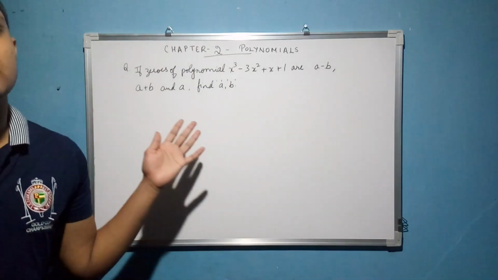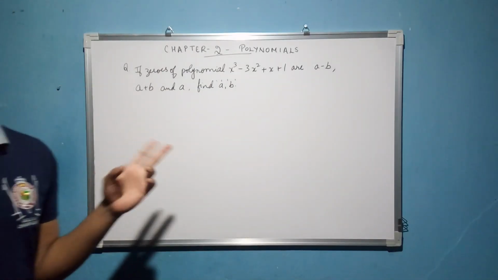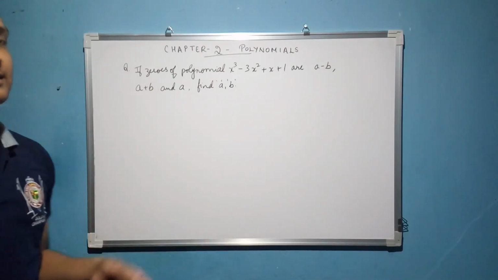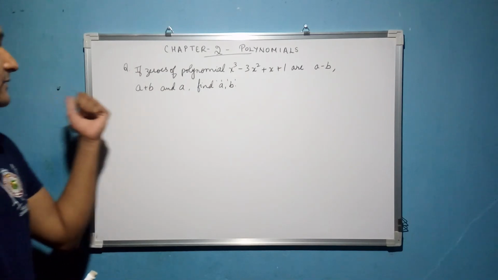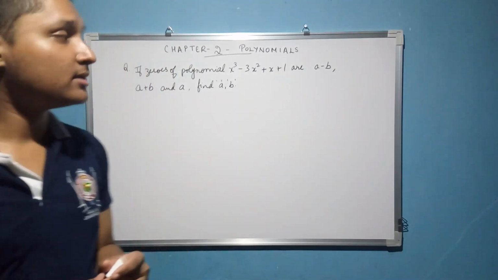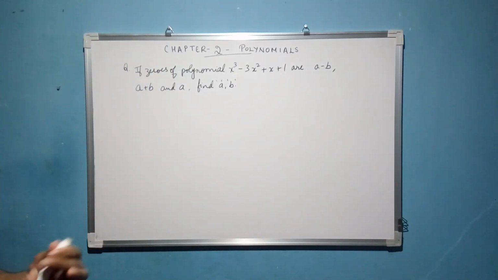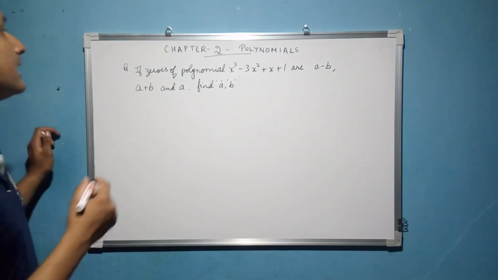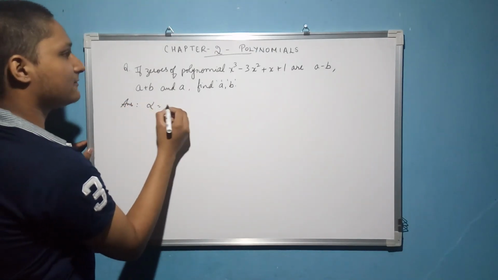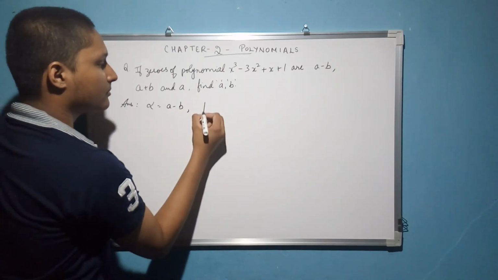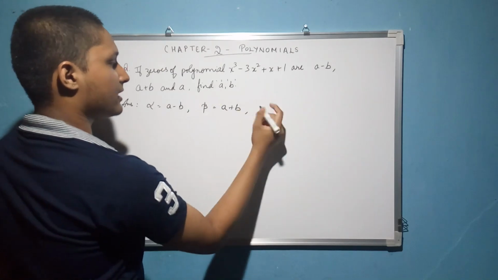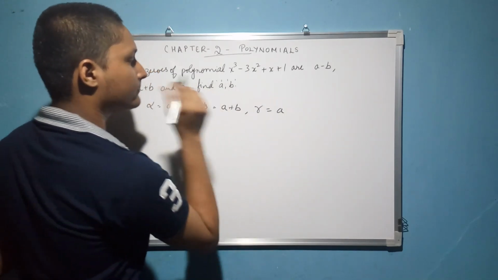Okay, I have written a question just based on that cubic polynomial, the relation between the zeros and the coefficients. This is a simple question, that's why I opted for it from the optional exercise. So the question is, if the zeros of the polynomial x cube minus 3x square plus x plus 1 are a minus b, a plus b and a, you are asked to find a and b. Okay, so I take alpha to be a minus b, beta to be a plus b, and gamma to be a.